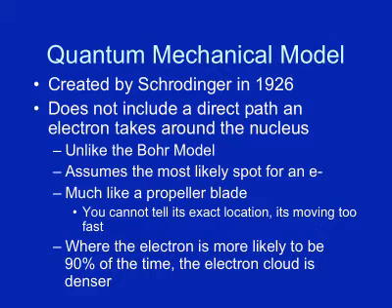So Schrodinger came along and he said, well, we need to be a little bit more specific. So he created a model in 1926, which, if you remember, the Bohr model was 1913, so we're about 10 years apart. And this model does not include a direct path the electron takes around the nucleus. Bohr said electrons travel in nice, pretty circular paths. Schrodinger said they're probably not nice, straight orbits. It's probably something else. And so what he did, as opposed to telling you exactly where electrons lived, he said there is a most likely spot for an electron.